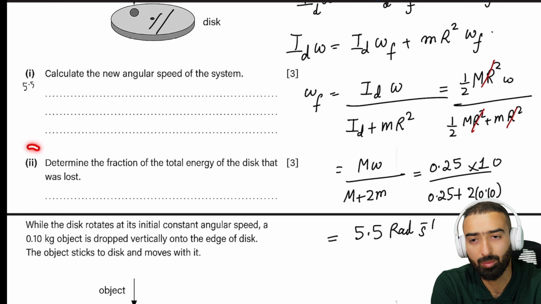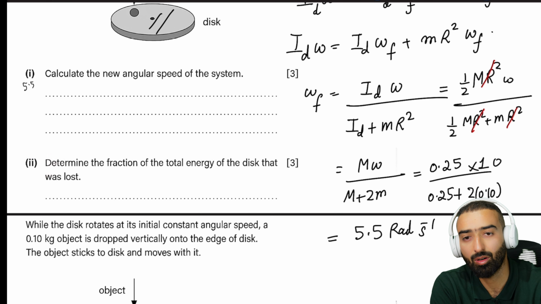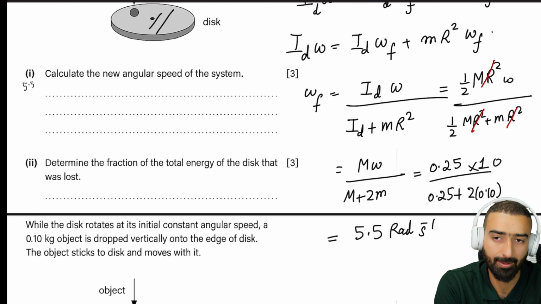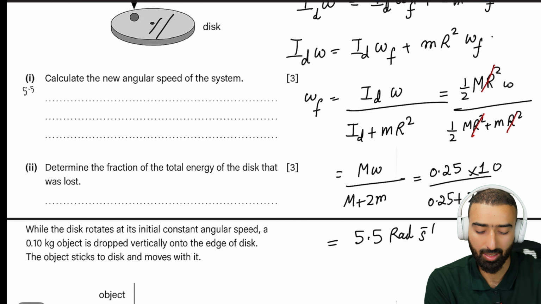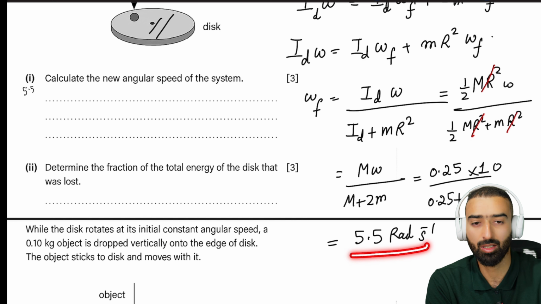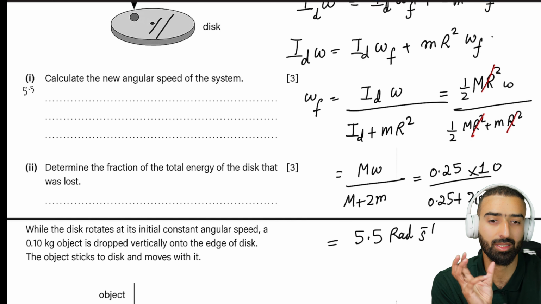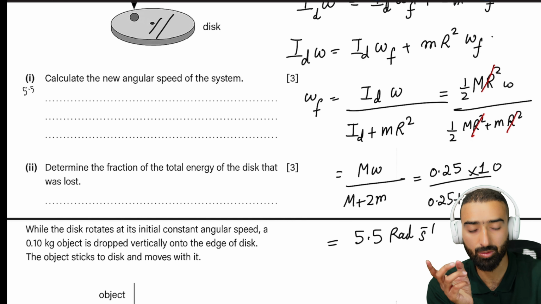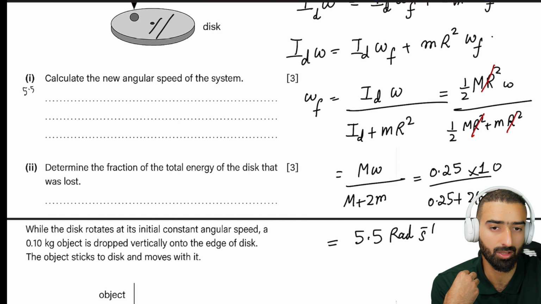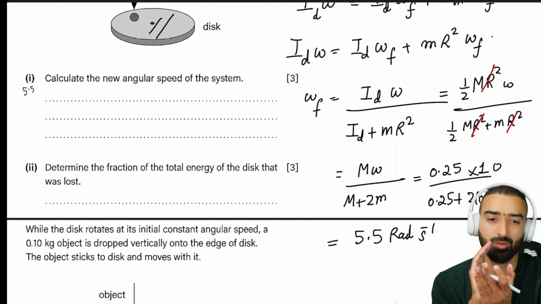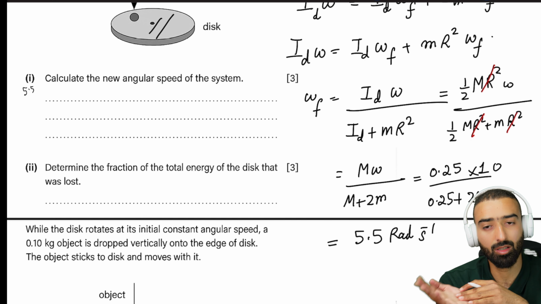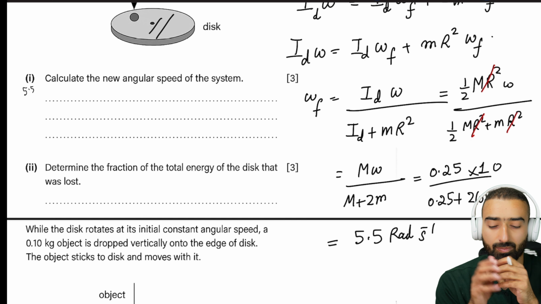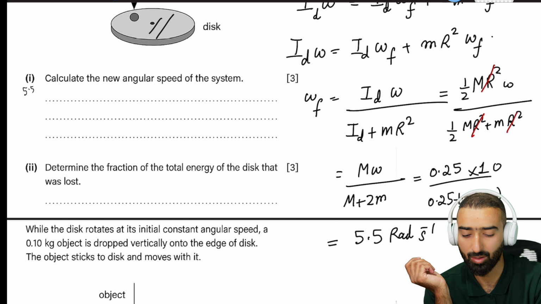Final part of the problem, determine the fraction of the total energy of the disk that was lost. So if we compare the final rotational speed with the initially it was rotating with 10 radians per second, and now it's rotating with 5.5 radians per second. That means the disk is moving slowly. This therefore means that the energy has been lost, and we are supposed to find that. So you can take this part as a homework.